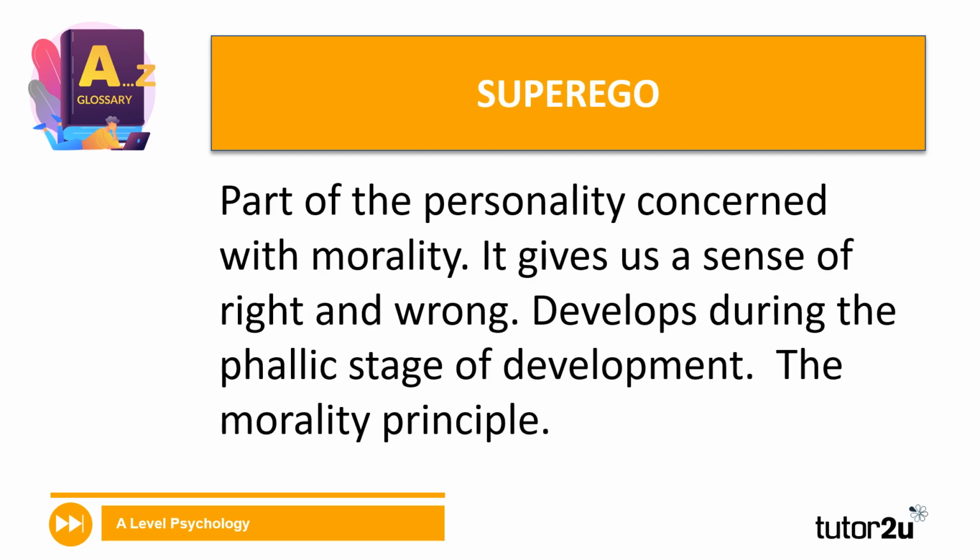So the superego, very much the angel on your shoulder here, and that's the part of your personality that's concerned with morality, and it gives you that sense of morality, which is right and wrong. So it develops during the phallic stage of development, so around 4 to 5 years of age, and we often refer to the superego as the morality principle.